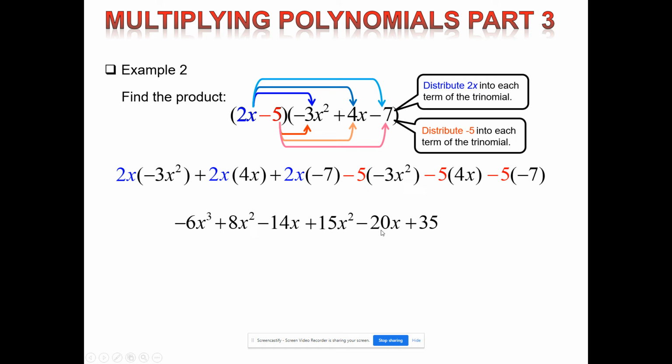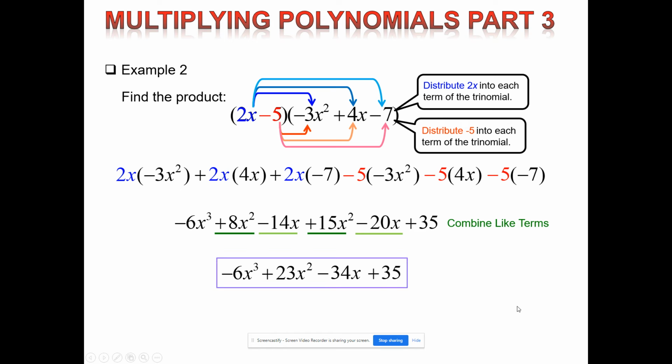Okay? And we need to collect like terms. So again, the x cubed doesn't have anything to combine with. We've got 8x squareds, and we're adding 15x squareds. That gives us a total of 23x squareds. Notice how I do not change the exponent when we're adding. And I have negative 14x's and negative 20x's, which gives me a total of negative 34x's. And then I get a plus 35 at the end.